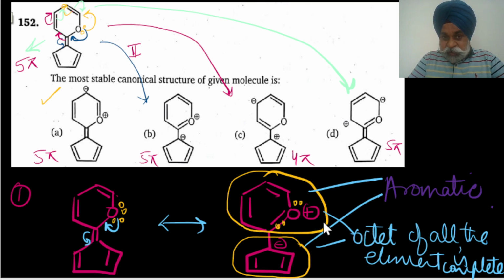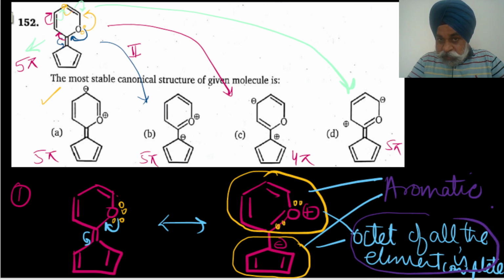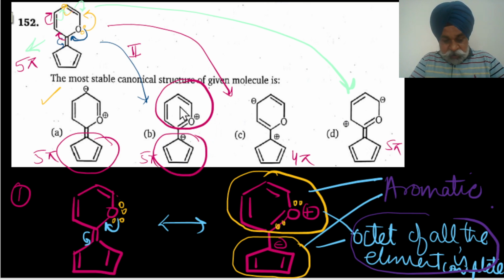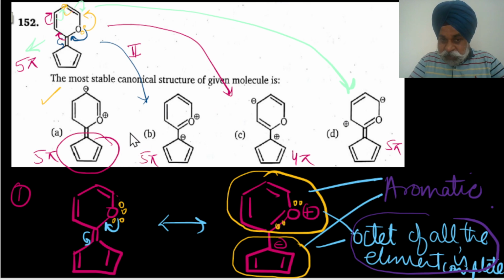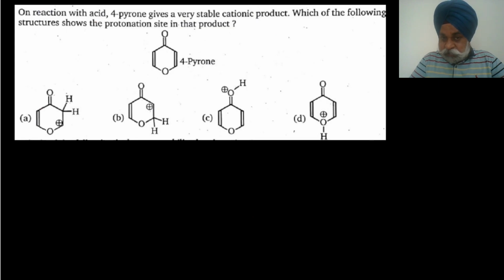Now the point here is that if I just relied on the second point, that the octet of all the elements is complete, then you could challenge me with the A answer as well, because here also the octet is complete, here also the octet is complete. But here you would not get the aromatic character at the lower end of this part. So here this has become aromatic, this also has become aromatic. So I think I made my point clear. B would be the right answer for this particular question. Let's move on to the second problem.